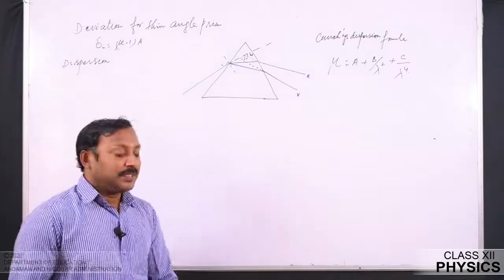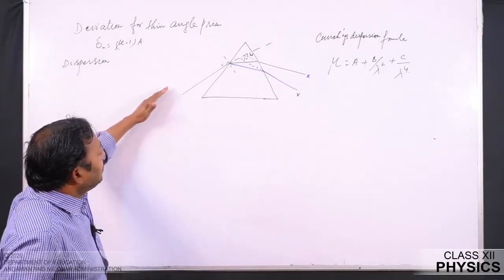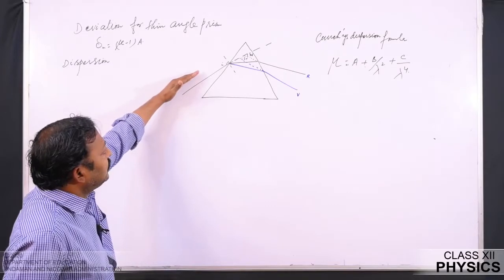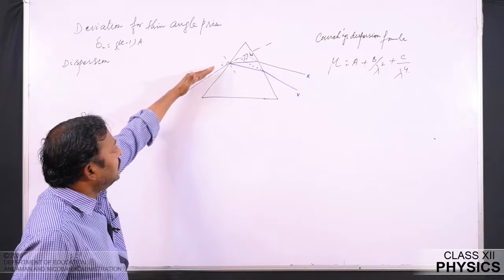Now, we will see the dispersion. Dispersion is nothing but the splitting of white light into its constituent colors when it enters into the prism.